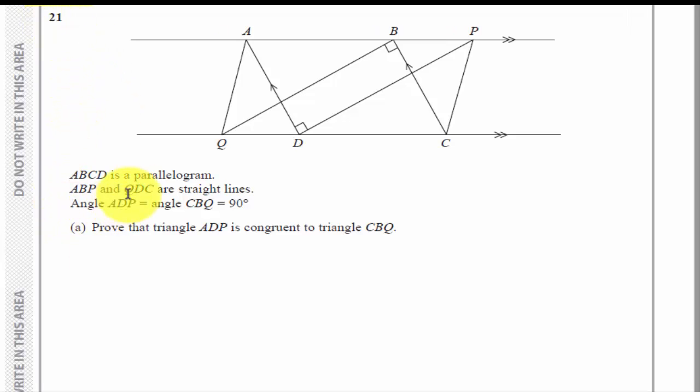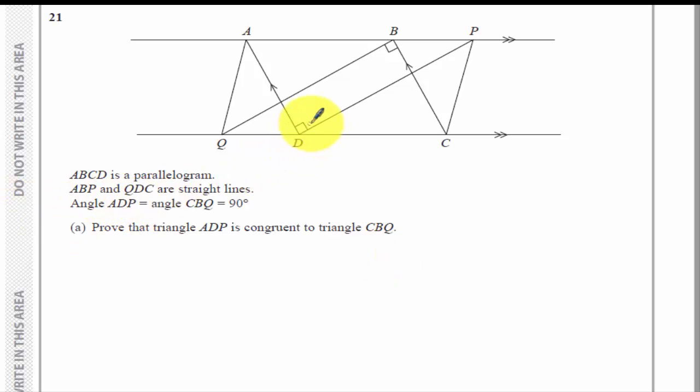Question 21. ABCD is a parallelogram. We've got a couple of straight lines and a couple of angles that are 90 degrees. The writing here is just an explanation of the picture. So if you don't immediately understand the writing or understand the picture, try and link the two together.